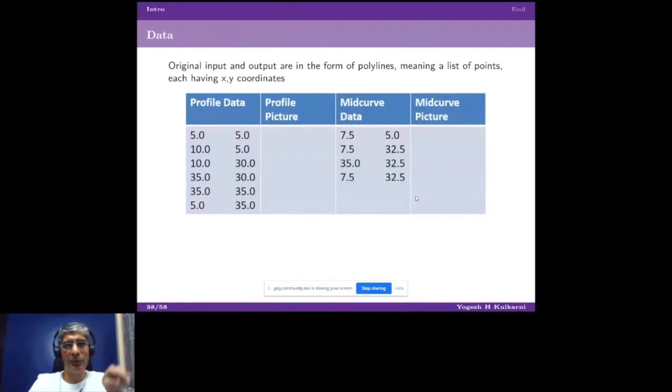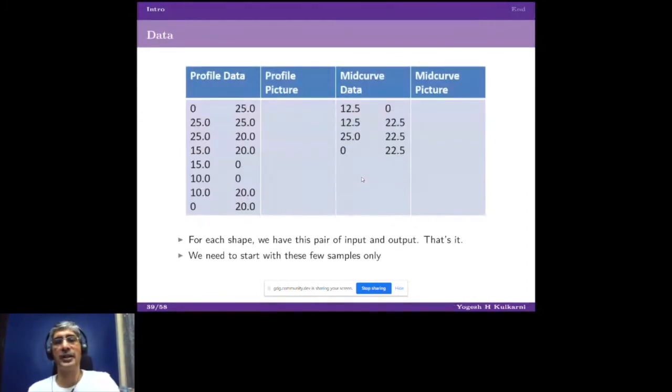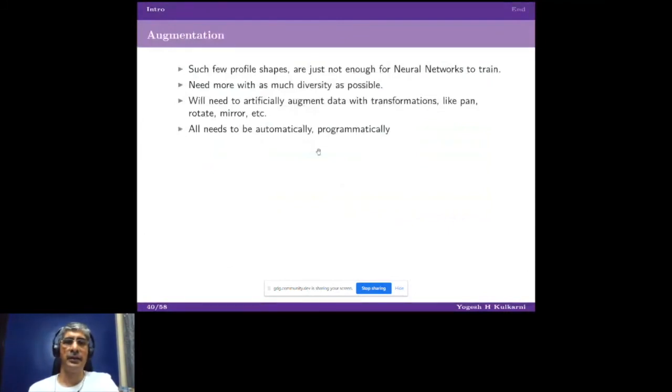So what was the input for me? The input points, the profile data, and the midcurve points. Given this data for one shape, you can see the shape is closed from 5,5 to 10,5, and then it's a closed polygon, and this is the midcurve. How many variations can I bring just for this shape? This is the outer profile shape, the input shape. Given a shape, how many samples can I generate? Ideally just one, but can I do some trick to populate multiple variations of this? And this is done by what is called geometric transformations.